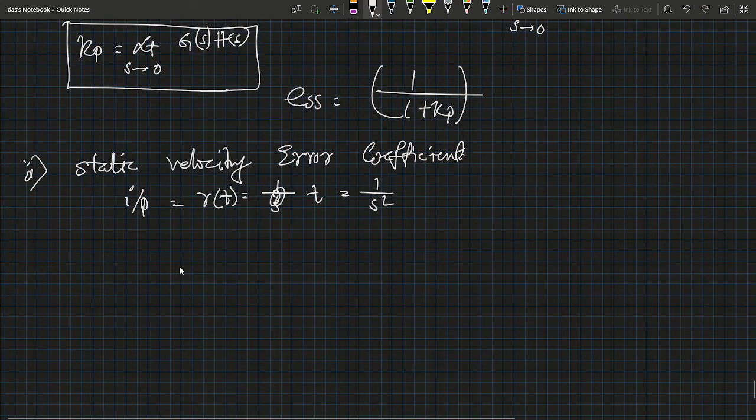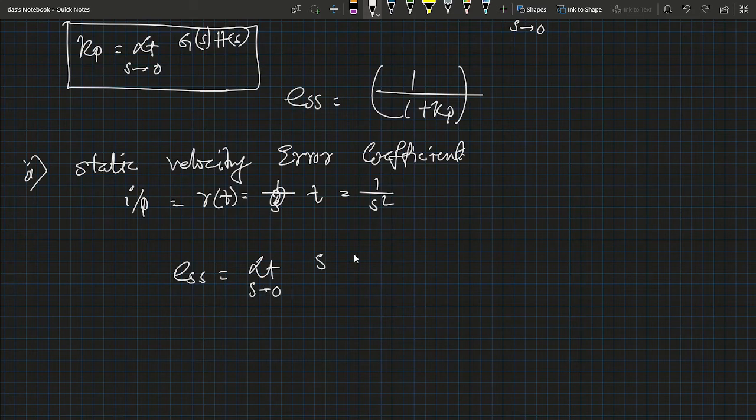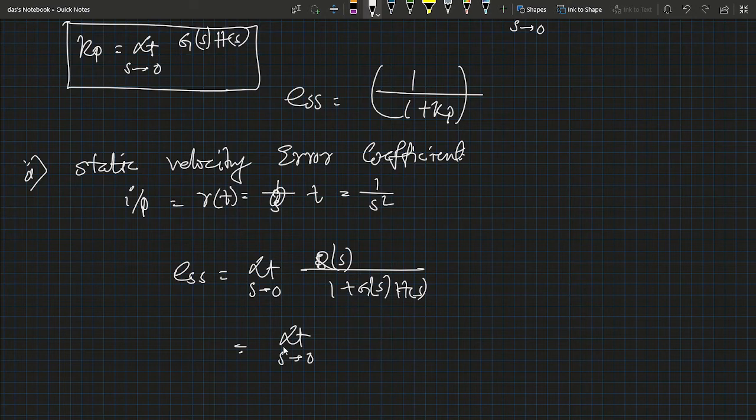So now what is our steady state formula? Limit s tends to 0 of s into R(s) divided by 1 plus G(s) into H(s). Okay, clear? Now we put the value here. Here R is equal to 1 by s square, so the formula is limit s tends to 0, and that gives s into G(s) into H(s) in the denominator.